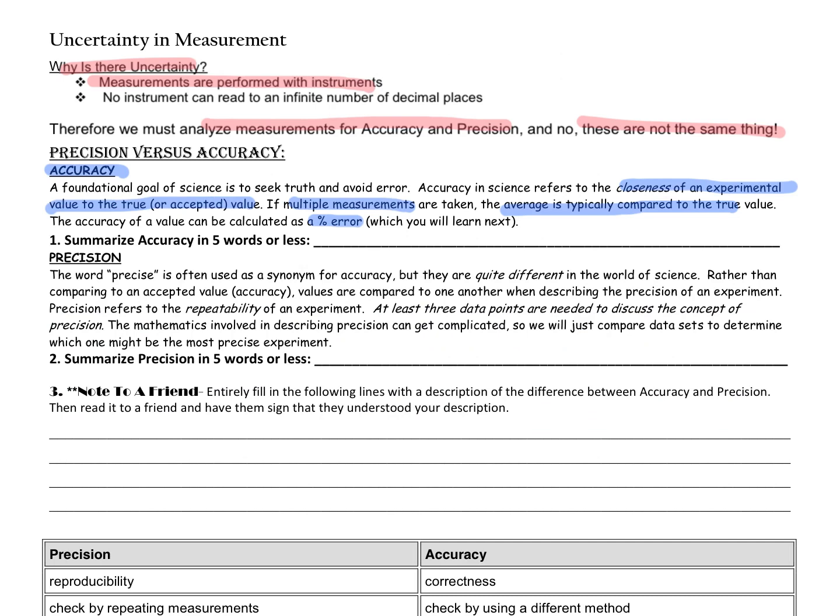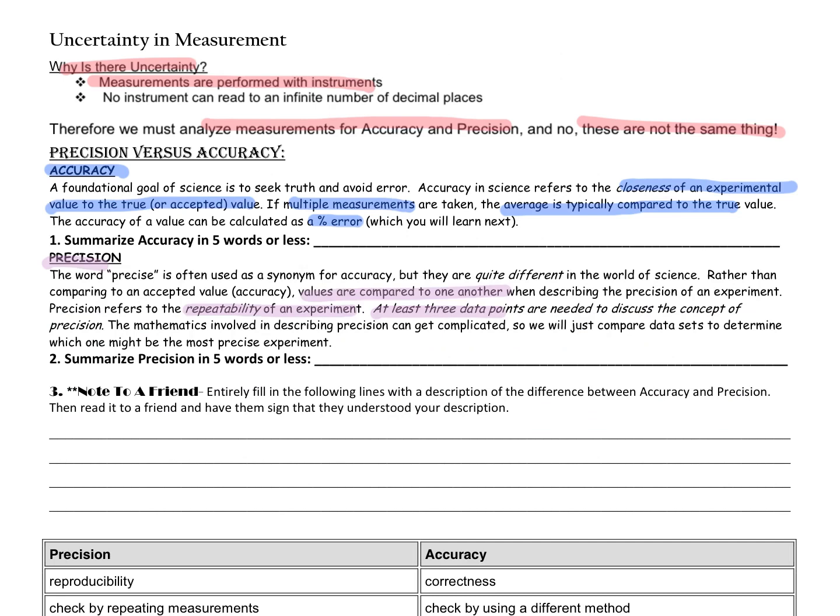For precision in comparison, the word precise is often used incorrectly as a synonym for accuracy. In your day-to-day life, people usually use accuracy and precision as meaning the same thing, but they don't. Precision is quite different. Rather than comparing to an accepted value, values are compared to one another. So precision refers to the repeatability of an experiment. And you need at least 3 data points. If I'm going to compare them to one another, I need at least 3 data points.